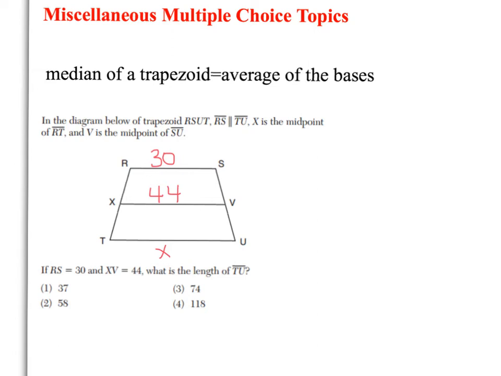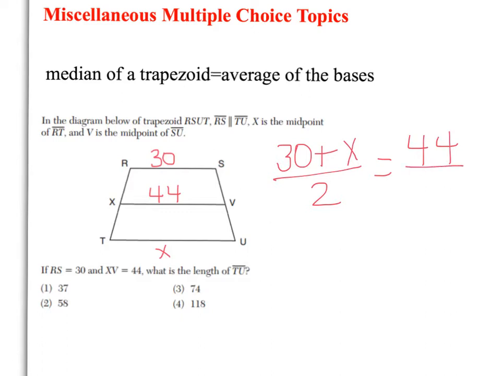Okay, our first topic is dealing with the median of a trapezoid, which is line segment XY in this picture, the one going through the middle. The rule is that the median of a trapezoid is equal to the average of the bases. So if I average those bases, add them up, divide by 2, that's got to come out to 44.